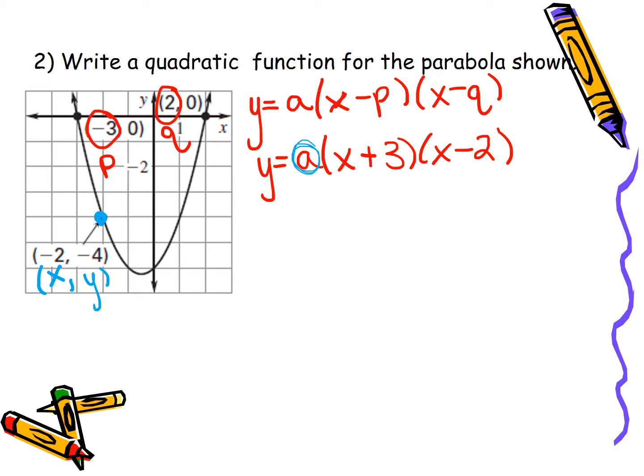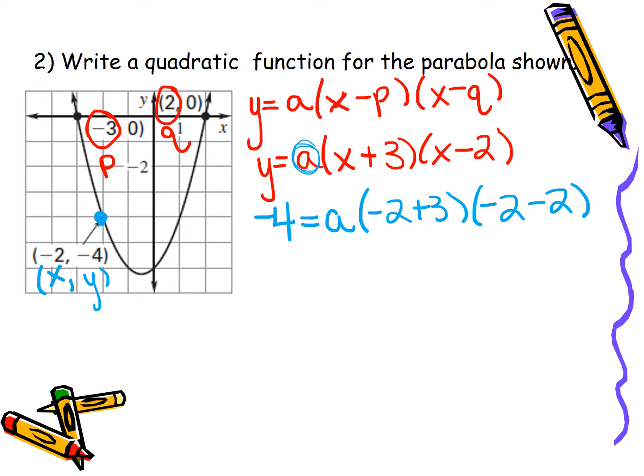So I'm going to plug in -4 for y is equal to a times x, which is -2, plus 3, times x again, which is -2, minus 2. So I plugged in this ordered pair for y and for x into that part of the equation. So now we just simplify.